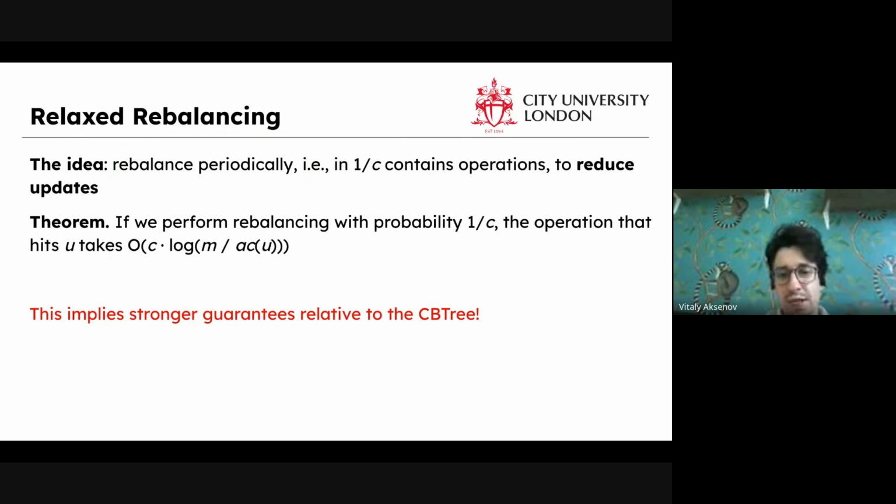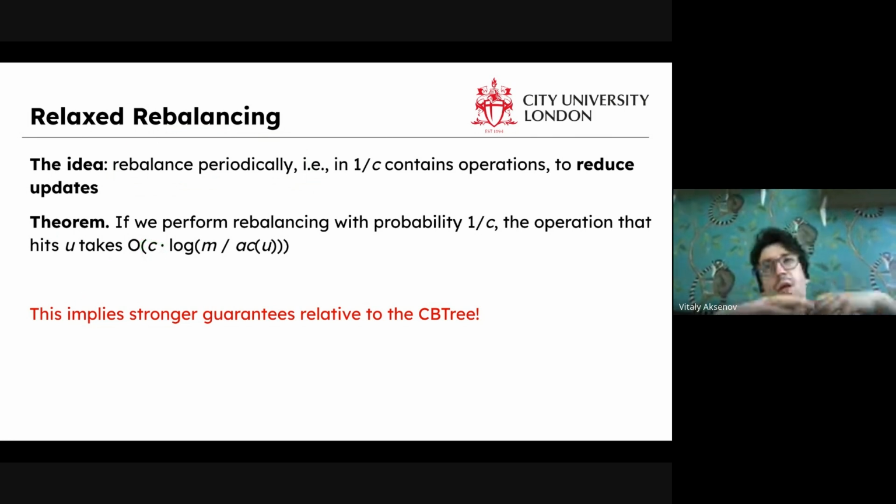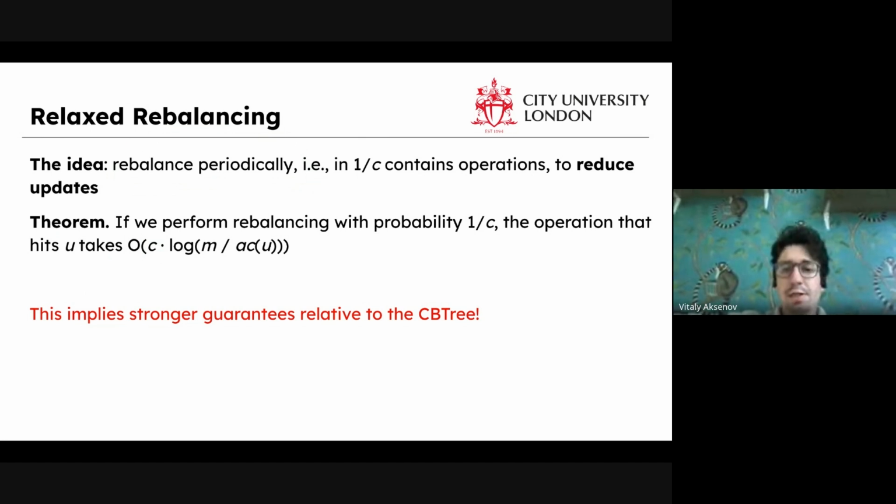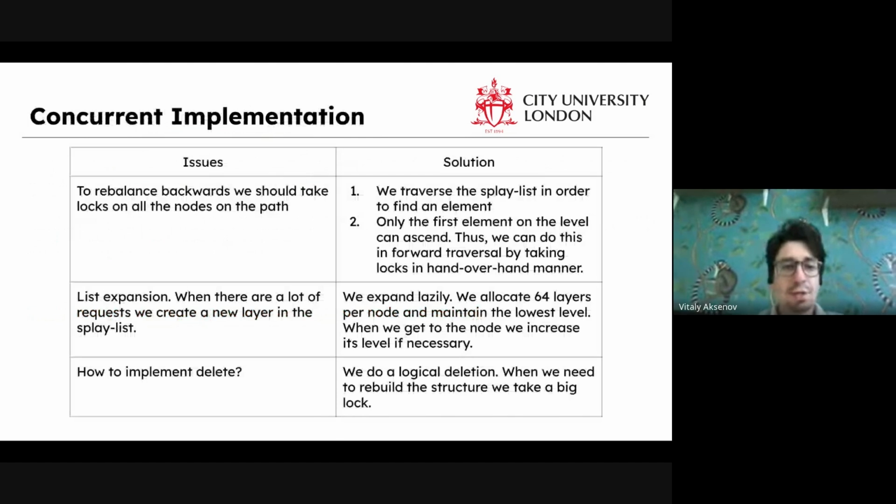So what we proved for Splay-List is that if we perform rebalancing with probability 1/c, the c will appear in the complexity and that's it. It will not break the complexity at all. And if c is constant, then you will have the perfect complexity there. And this implies stronger guarantees, because CBTree was never proven to have this periodic rebalancing. Okay, so let us go on to the concurrent implementations.